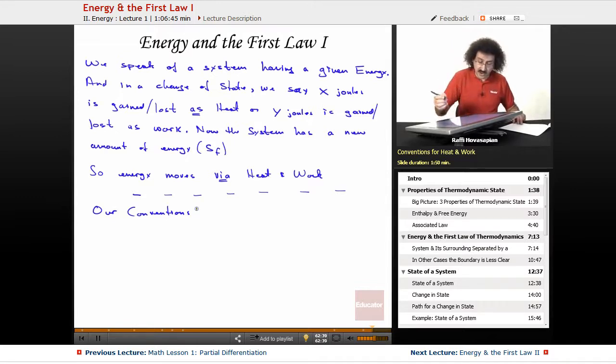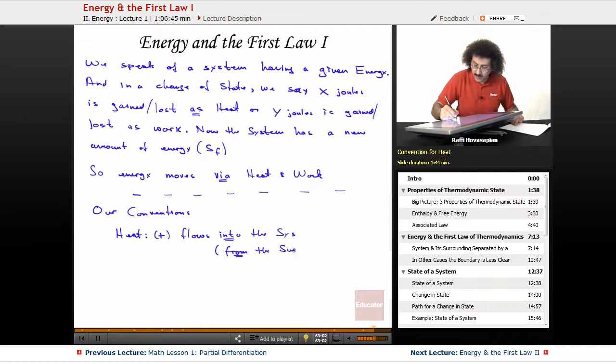So having said that, let's talk about our conventions. Now, our convention for heat. We will say that heat is positive if it flows into the system. Okay? Which means from the surroundings. So again, it just depends on what your perspective is. We will call heat negative if it flows from the system. In other words, it flows to the surroundings.